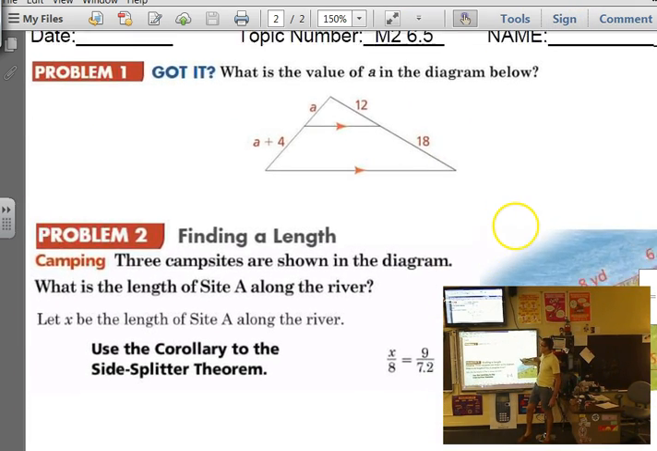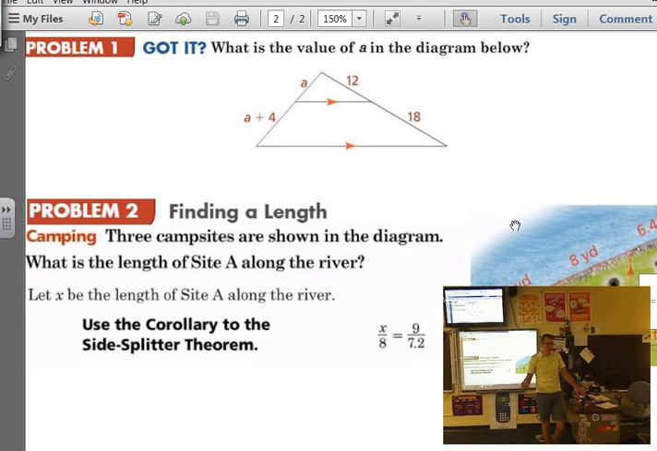All right, so set up a proportion. Notice I'm not saying the. There's not one right one. Set up a proportion and then solve out for your value of a.